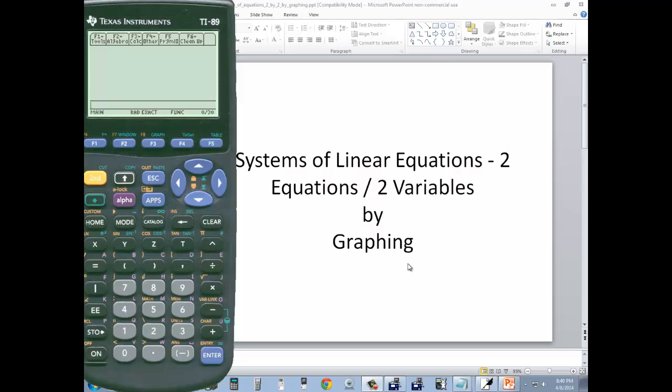Let's take a look at systems of linear equations in two variables by graphing on a TI-89 calculator.